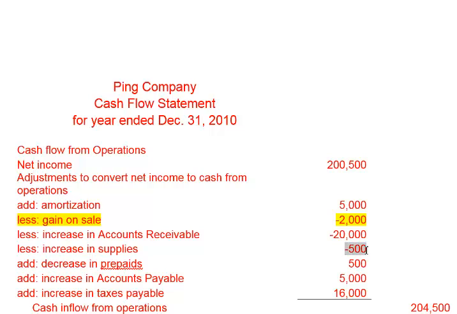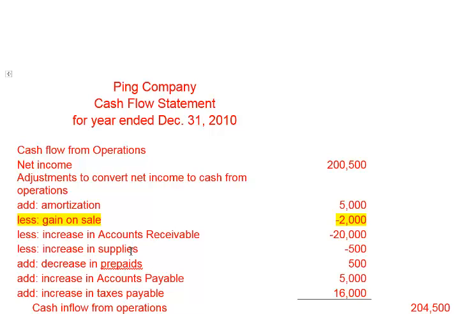So why would we be reducing our net income by 500? Well, when our supplies inventory increases, that means that we bought more supplies than we actually used up in our business. We want to reflect the amount of supplies that we bought during the year, because that's what we're going to have to pay out in cash. We're going to have to pay our suppliers, people that we bought that stuff from, right? So the idea is I want to reflect the cost of what I bought and put into my supplies inventory.